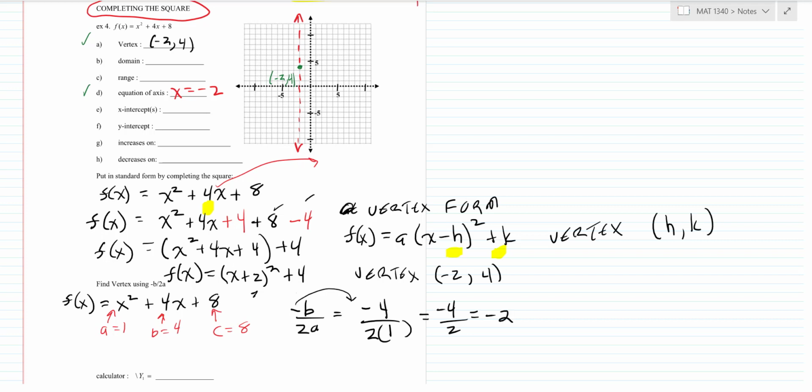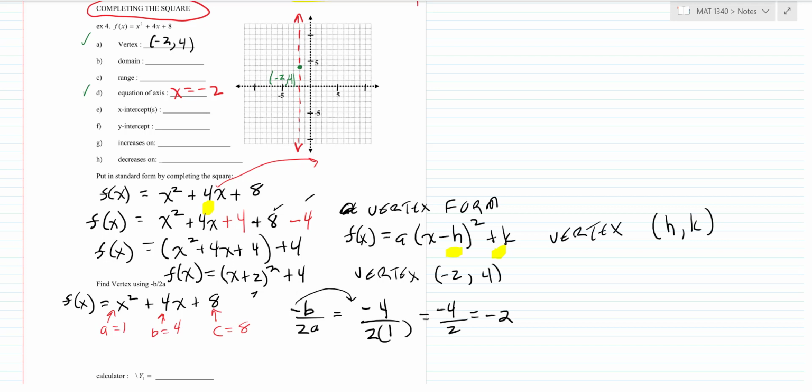Now, what I want you to notice is that is the x value of the vertex. So if you do -b/2a, you should get the x value of the vertex. And I think most students find that easier. What do you think? -b/2a gives that to you.